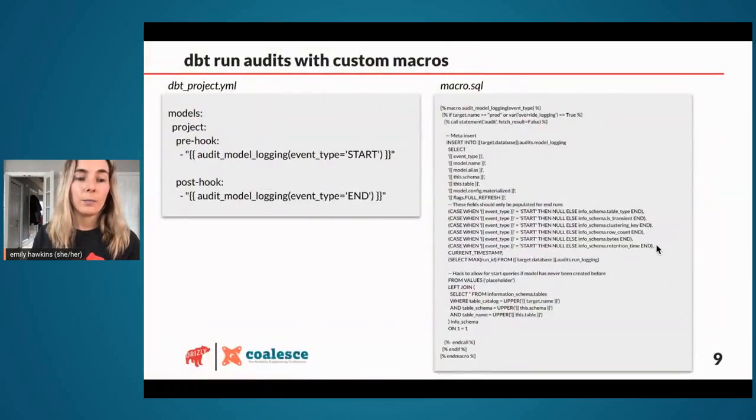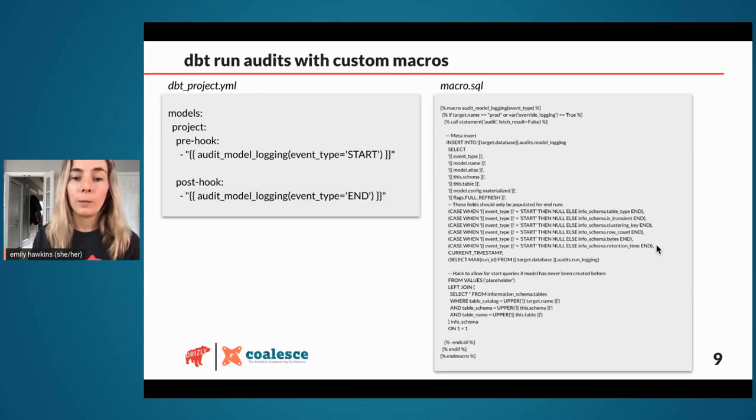We had pre and post hooks within our dbt project that would call this other macro on the right here called model logging. And this would fire off at the start of a model run and at the end. So at the start, we would call this macro and it would insert a bunch of this data.